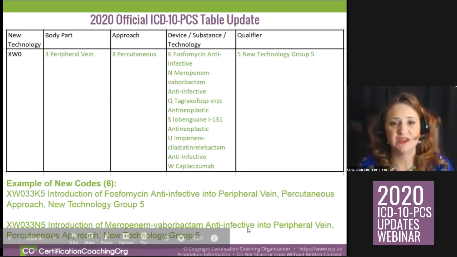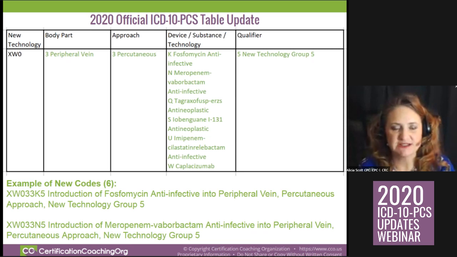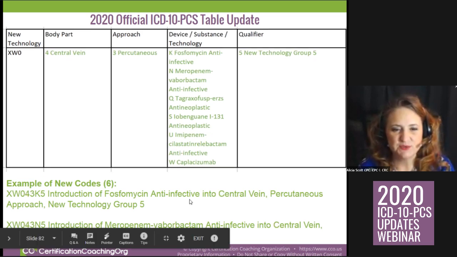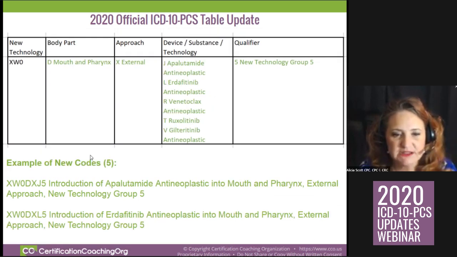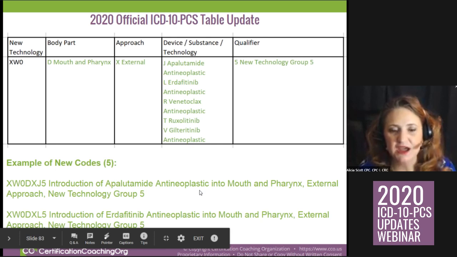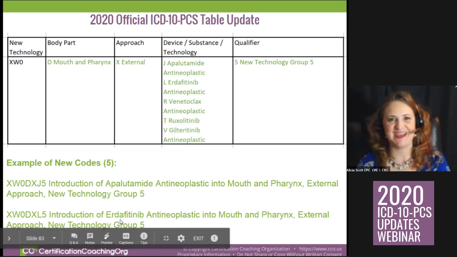We can do the same thing with the central vein. Same thing. And then, oh, this is new. We're going to do new technology into the mouth and pharynx. So what are we going to do? We have more than one chemical here. Apalutamide, anti-neoplastic. So we got something to do with cancer. We know the mouth and pharynx. This other one is an erdafitinib. I know I tortured that.